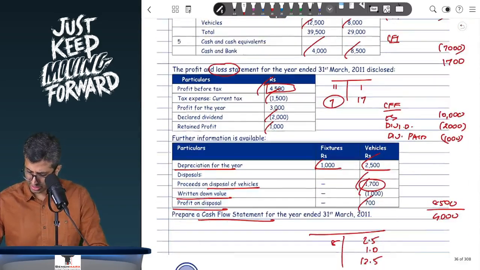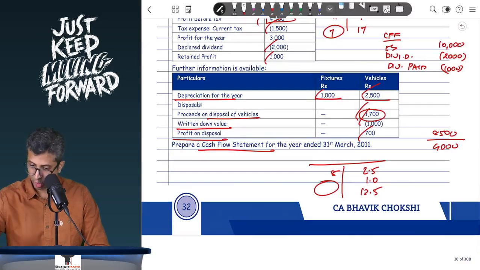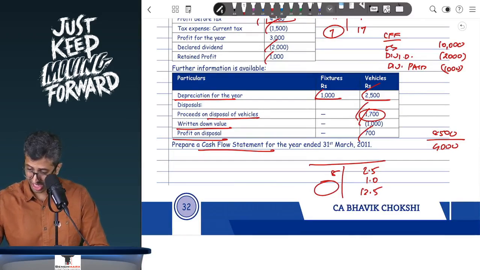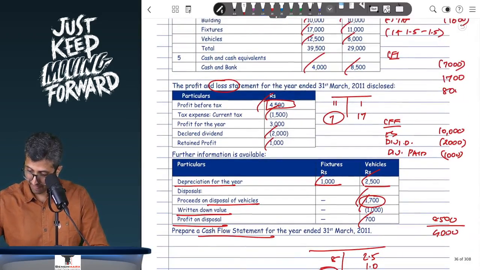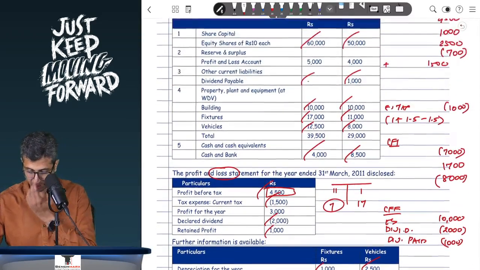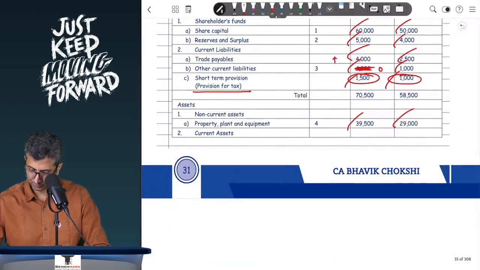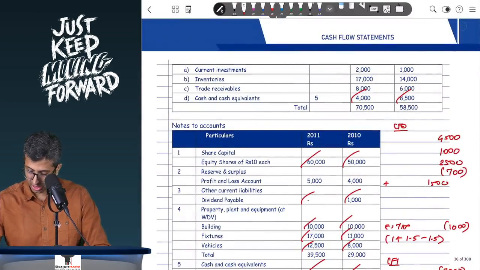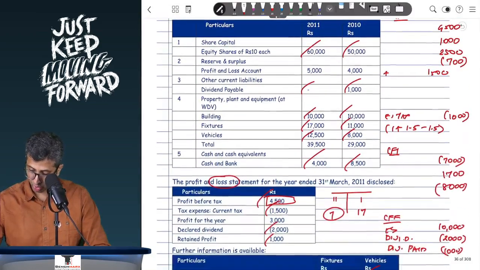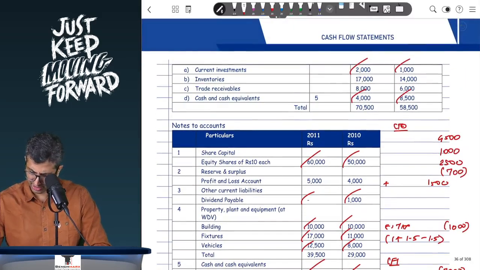Okay, so this is done. So the balancing figure, if any, will be 2.5 plus 1 plus 12.5 minus 8. I think 8,000, if I'm not wrong, will be my furnitures purchased. So ये आपका हो चुका PP. Everything done. Current investment 1 से 2 हो गया. Maybe another investing activity. 1,000 of new investments purchased. This is not a cash equivalent unless given otherwise.